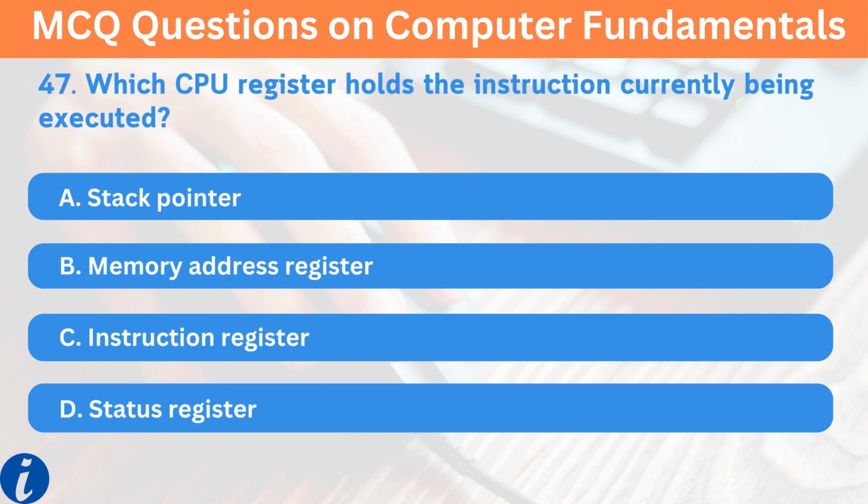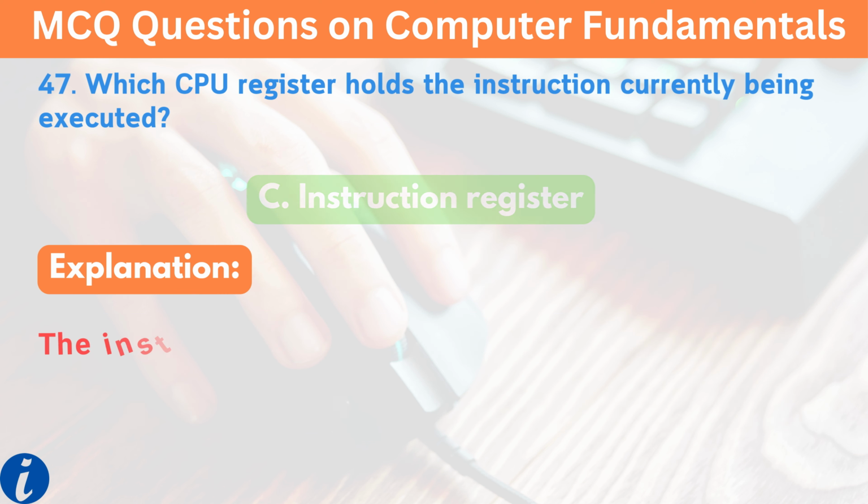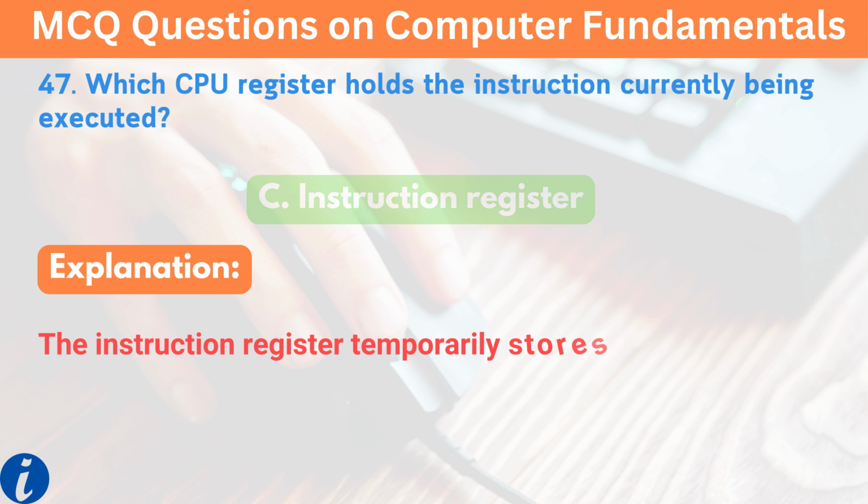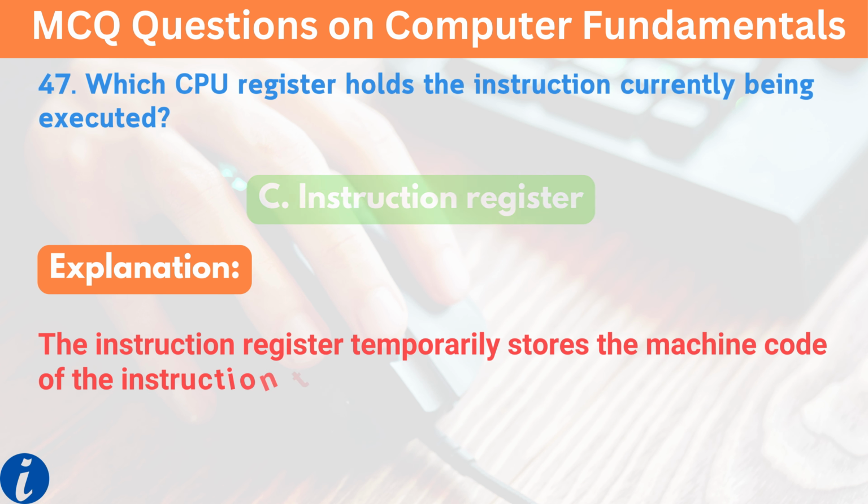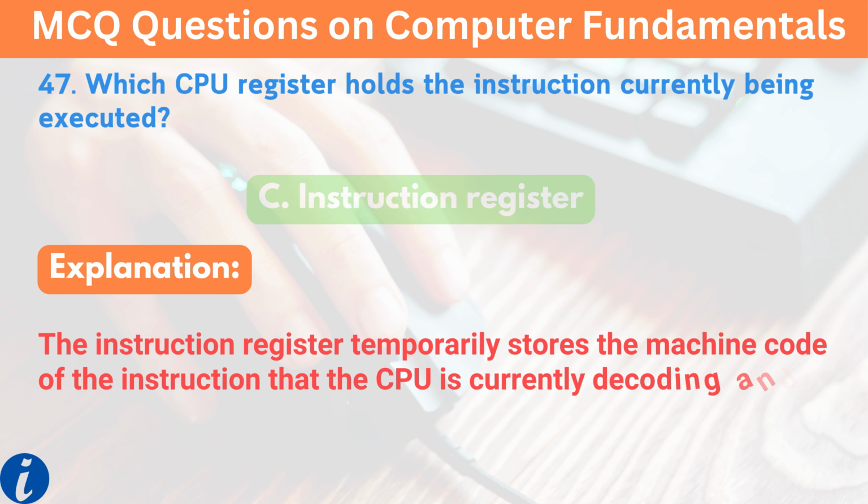47. Which CPU register holds the instruction currently being executed? A. Stack pointer. B. Memory address register. C. Instruction register. D. Status register. The correct answer is C. Instruction register. Explanation. The instruction register temporarily stores the machine code of the instruction that the CPU is currently decoding and executing.